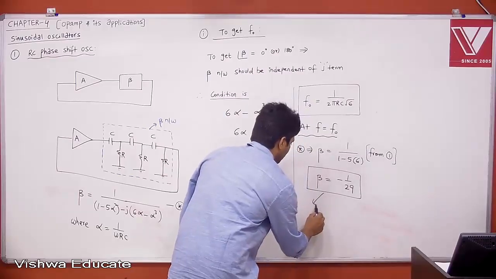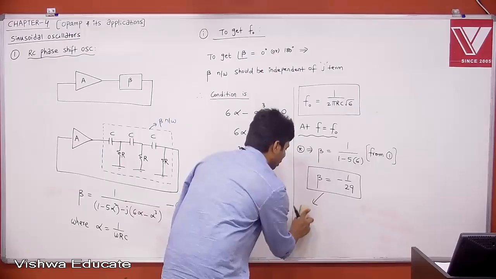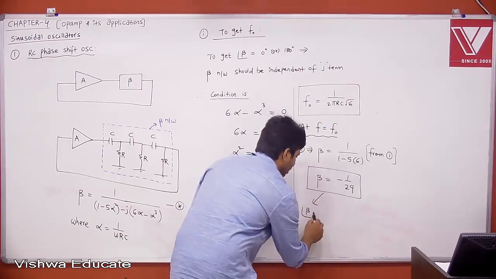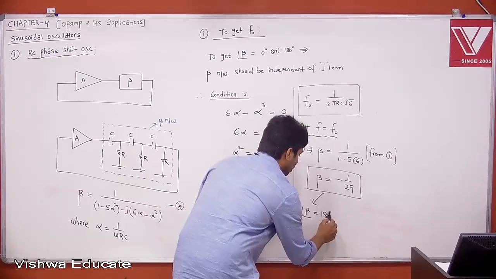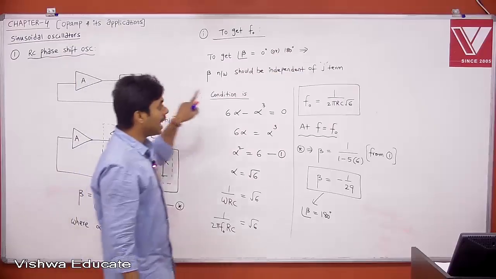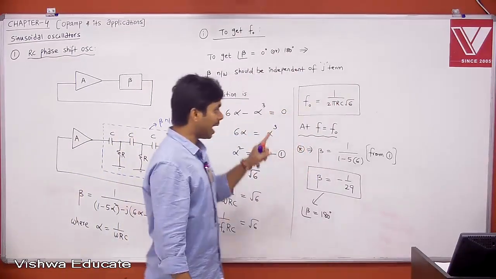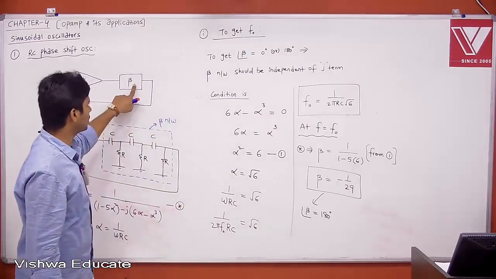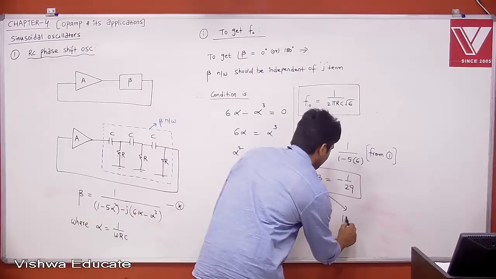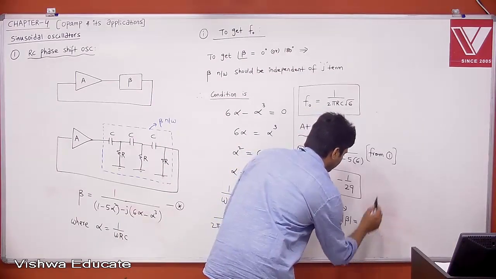Therefore, what does it mean? The angle of beta is primary, not the magnitude. So what is the angle of beta? Because of the minus sign, the angle of beta is 180 degrees. Therefore, your beta network is giving 180 degrees phase shift at F is equal to F naught, which means F naught is equal to 1 by 2 pi RC root 6. At that frequency, your beta network is giving 180 degrees phase shift. And what is the gain of the beta network? That is nothing but mod beta, which is equal to 1 by 29.